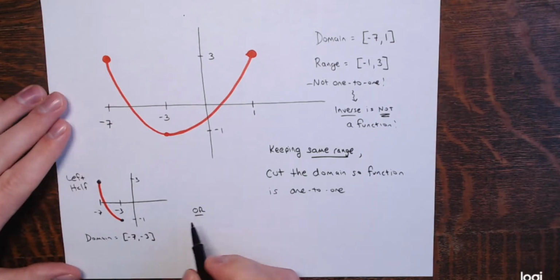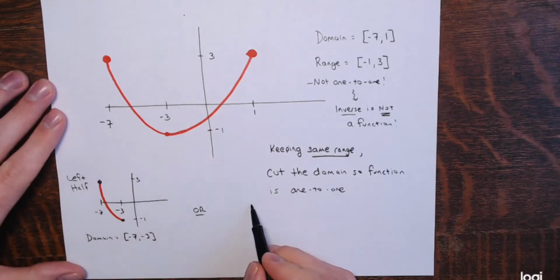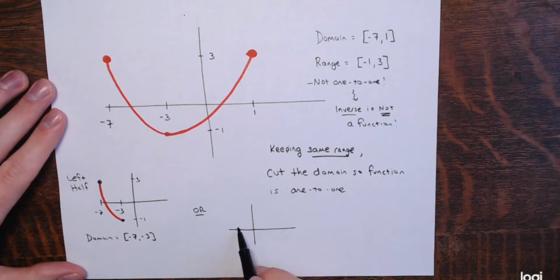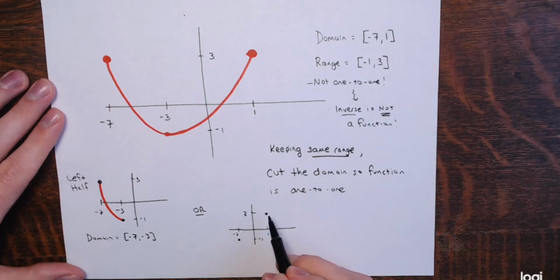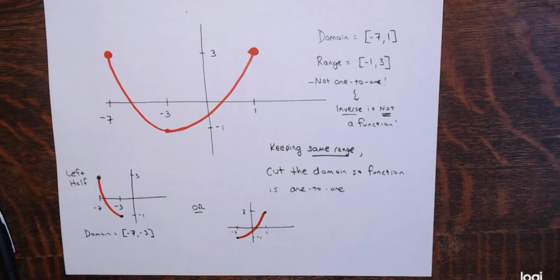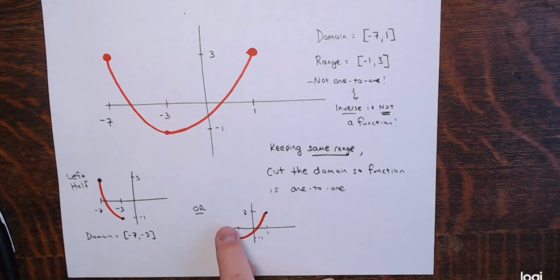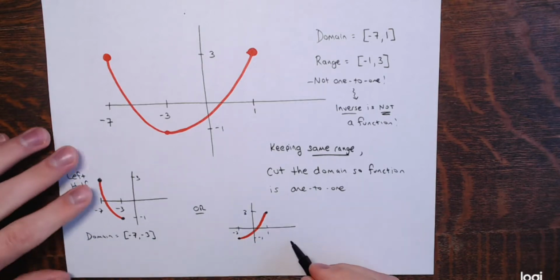Or, that's not the only way I could do it. I could also do the right half. Go from -3, -1 here up to the point 1, 3, and have that right half of that little graph. Same range, right? Keep the same range, but now it's a 1 to 1 function. It passes the horizontal line test, and the domain is from -3 to 1.